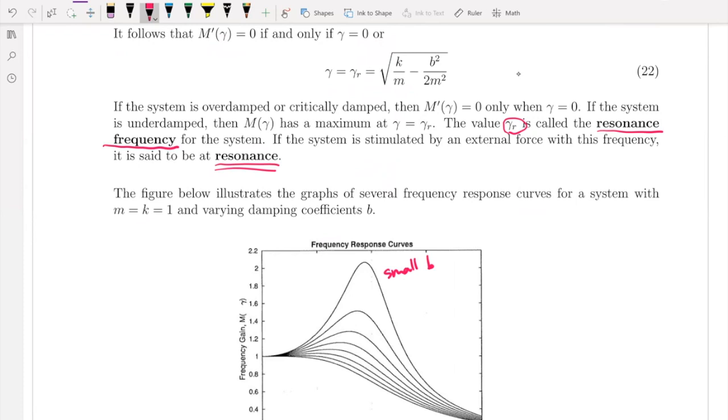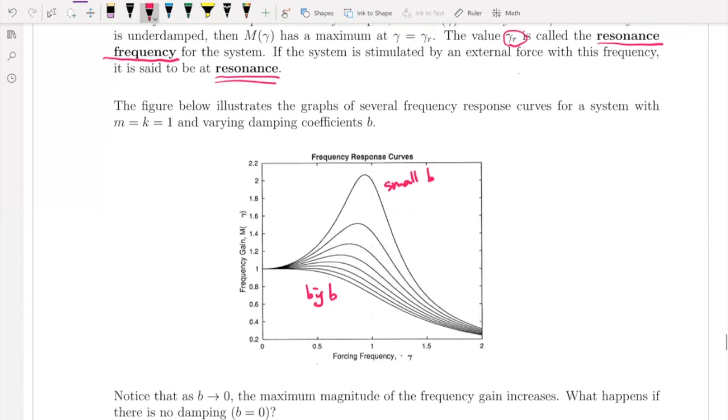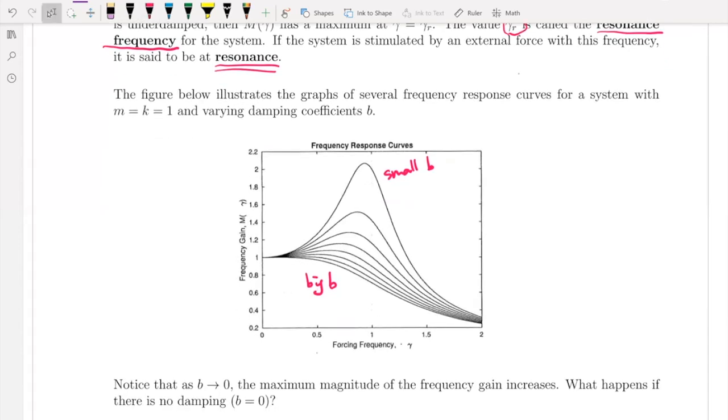But if you have a really strong damping term, which means a big b value, then there's no more local maximum. So now look at that. As I told you, when b goes to 0, the maximum magnitude of the frequency gain increases. But what happens if there's no damping? We will talk about this in the next slide.